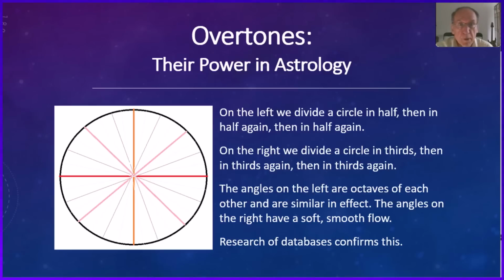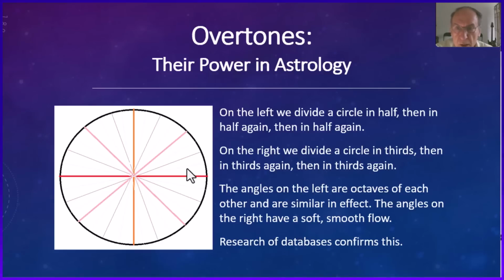Of course, let me first explain what an overtone is. The most basic overtones are what we call octaves. And an octave simply means you take something and divide it in half and divide it in half. So, for example, on the left, I have a red horizontal line, and that represents an opposition. So imagine there's a planet on the left, maybe it's Mars, and on the right is Jupiter. So if Mars was on the left side of this chart wheel and Jupiter on the right side, we would call that an opposition. Of course, they don't have to be horizontal. I just happen to draw it horizontally.